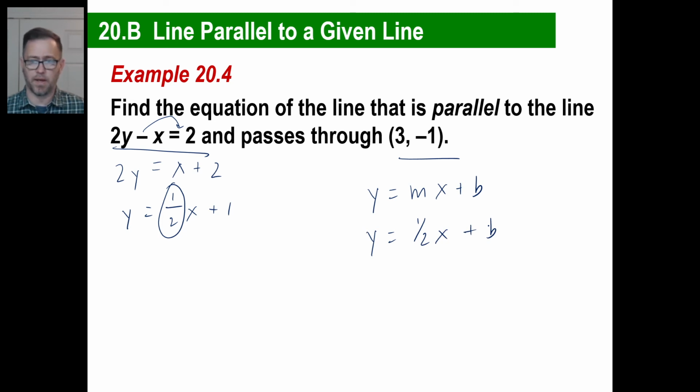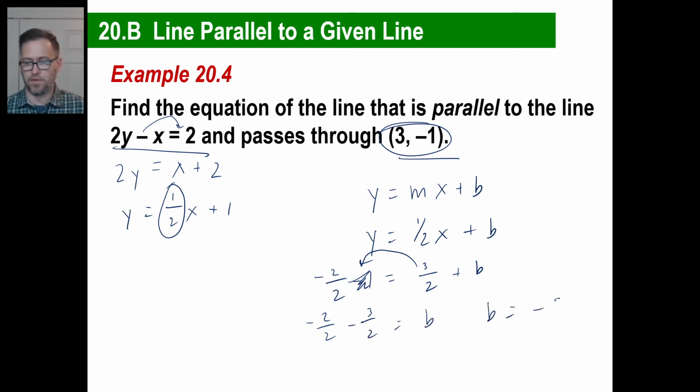Got it? Okay. Now if it passes through this point, then that means that x is 3 and y is negative 1. So let's just stick it in there. Negative 1 equals 1/2 times 3. We can just write 3/2 plus b. All right, and let's go ahead and write this as a number with a 2 in the denominator. So that's going to be negative 2 over 2. If you move this over, it turns into negative 2/2 minus 3/2. That's going to equal b. So b is equal to negative 5/2.